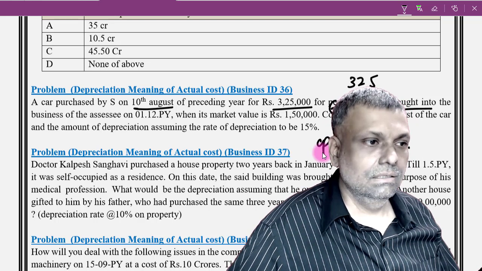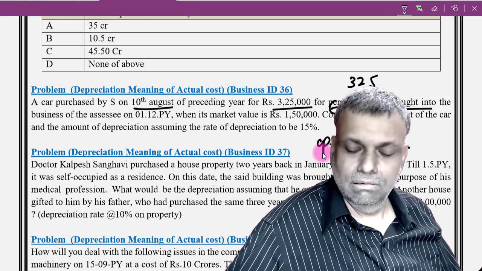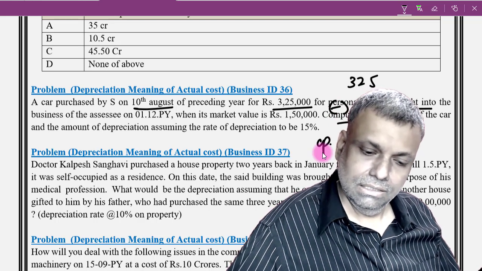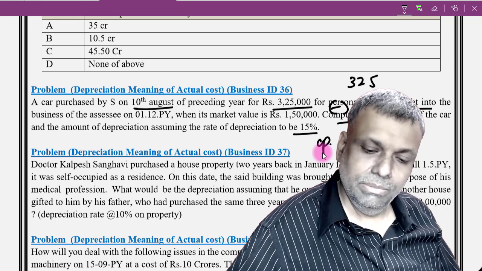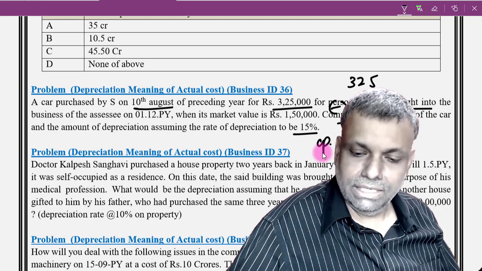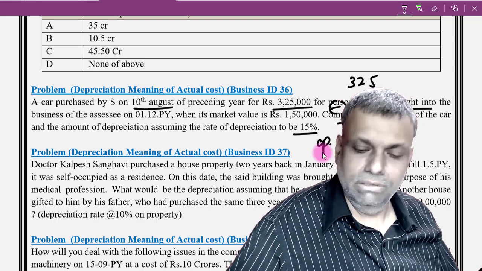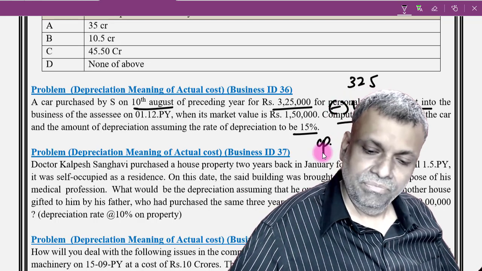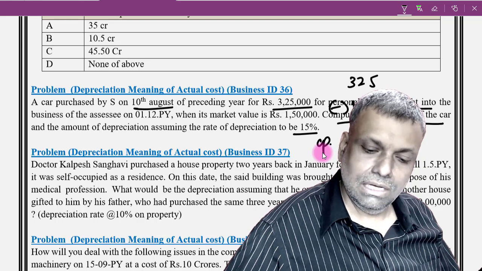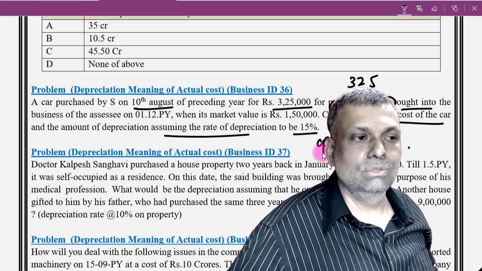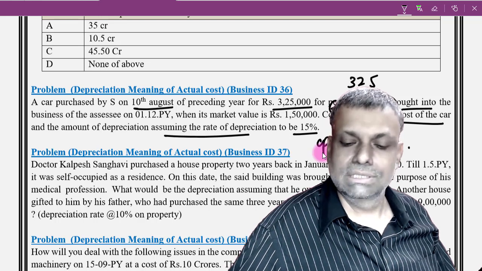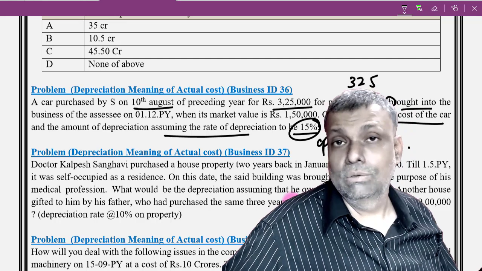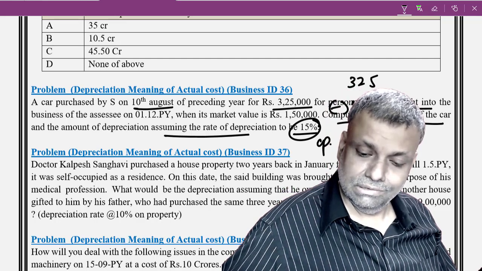For this opening WDV, let me multiply by 15%, which has already been given to me. So this is some 48,000 and some odd number. So the opening WDV is some 2,76,000 and some odd number. Now compute the actual cost of the car for the current year. So for the current year my actual cost is going to be this 2,76,000. On that I will get depreciation at the rate of 15%. But I already told you that I have an apprehension, and that apprehension is very clear.